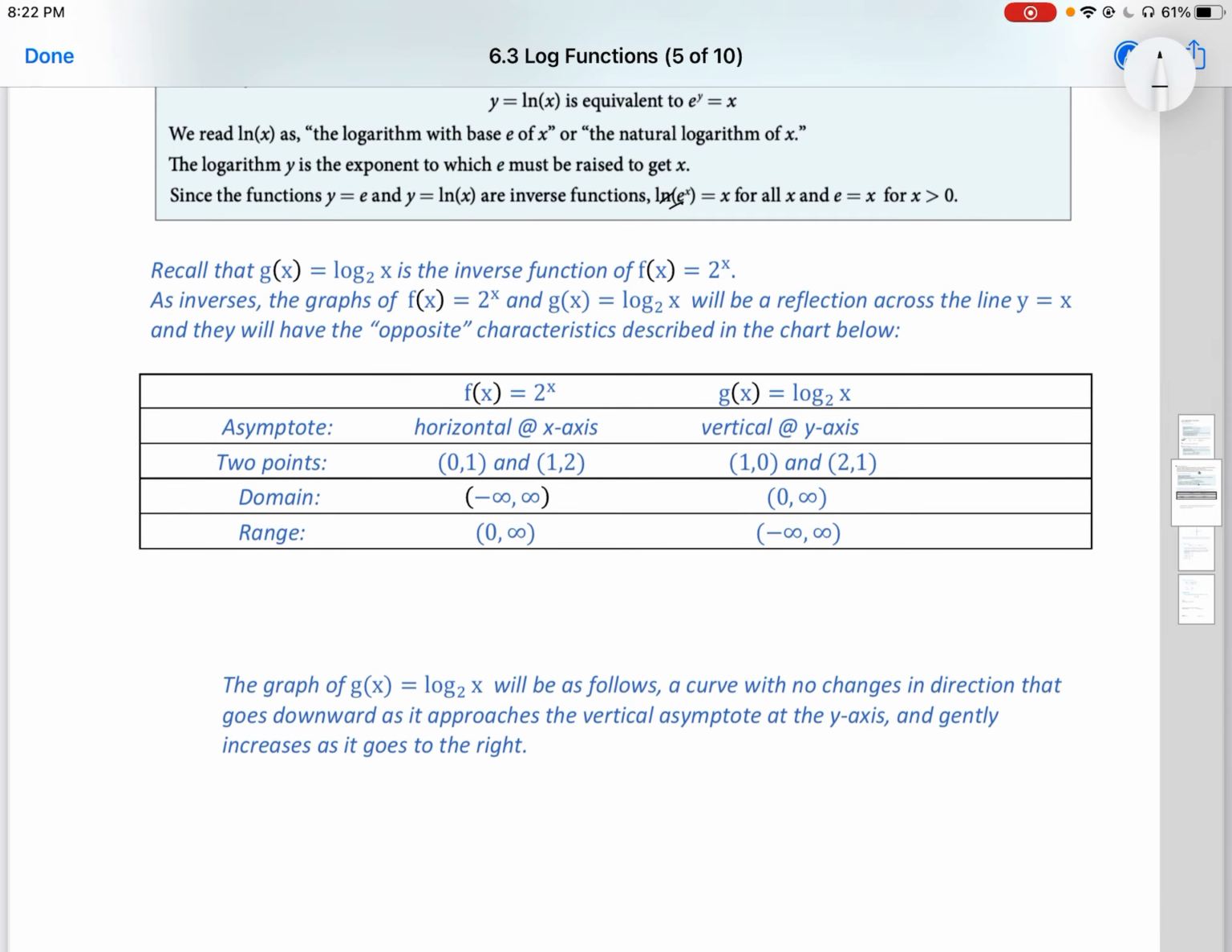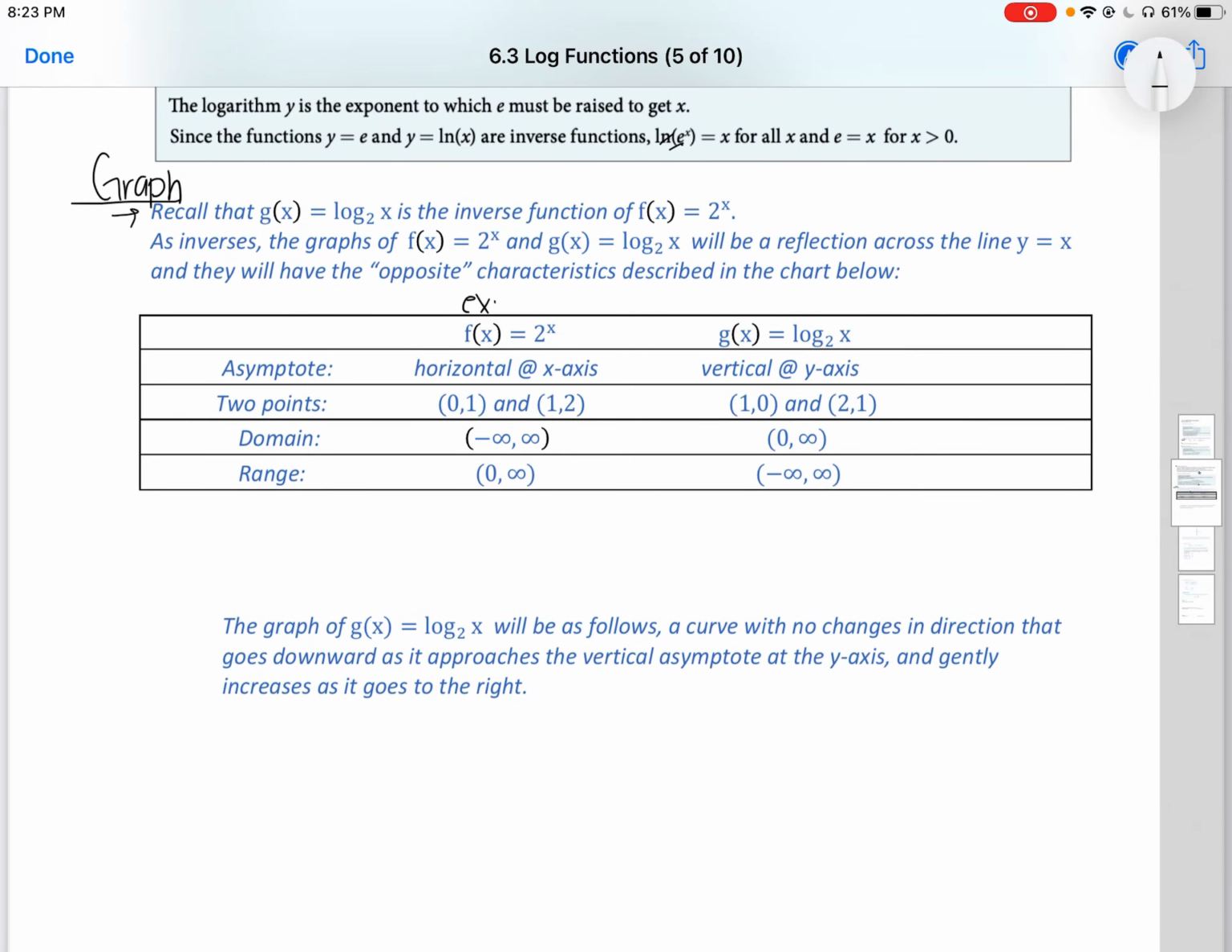All right, now let's talk about the graphs of our logarithmic functions. To begin, recall that g of x equals log base 2 of x is the inverse function for f of x equals 2 to the x power. As inverses, the graphs of f of x equals 2 to the x and g of x equals log base 2 of x will be a reflection across the line y equals x. They will have opposite characteristics described in the chart below.